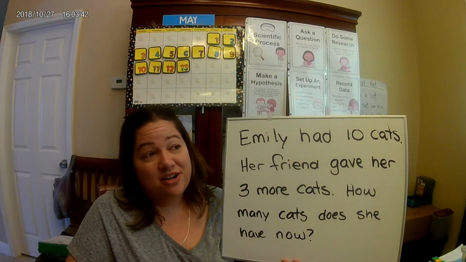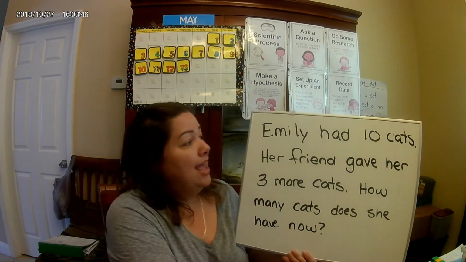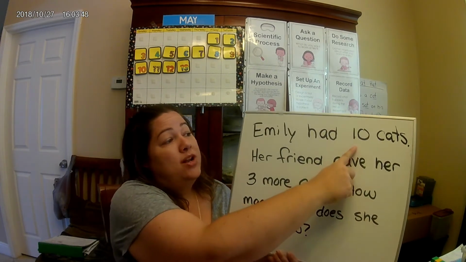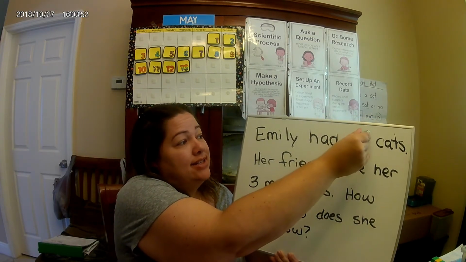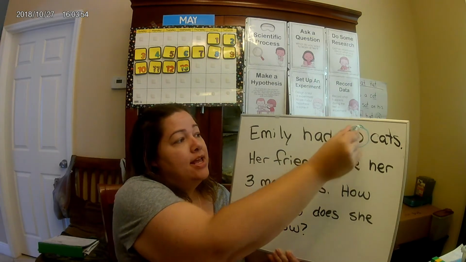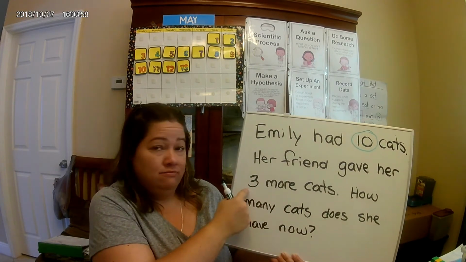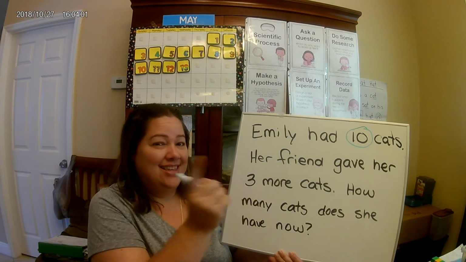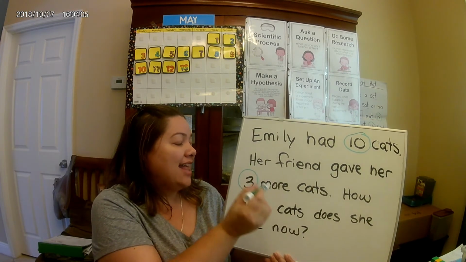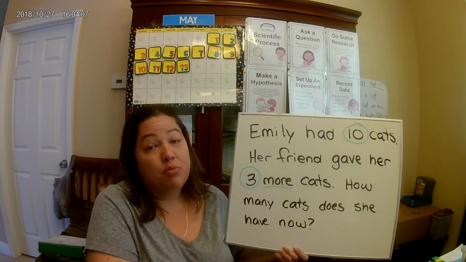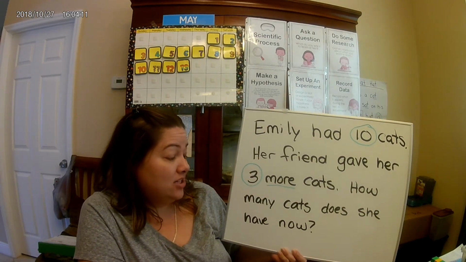All right, so here's our third word problem. We're going to read it together, okay? Emily had, what number is this? 10 cats. I'm going to circle my 10 because we're looking at numbers, right? She had 10 cats. Her friend gave her, what number is that? I think I heard it, a 3. She gave her 3 more cats. More is the important word there. More cats. How many cats does she have now?